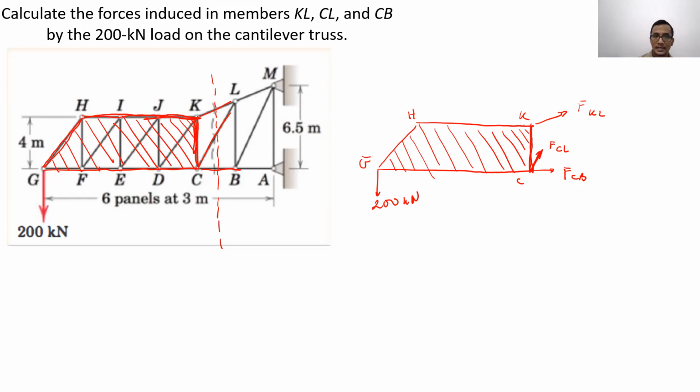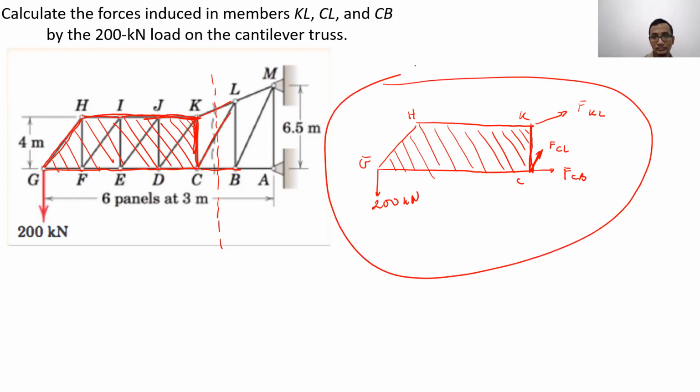So this is it. After I cut at KL, CL, and CB, those three members become external forces. Now we are left with GHKC as the remaining rigid structure. And now I will draw the free body diagram of that particular rigid structure, and the rest will become external force. Now take a look at this particular free body diagram. Okay, this is a decent free body diagram.